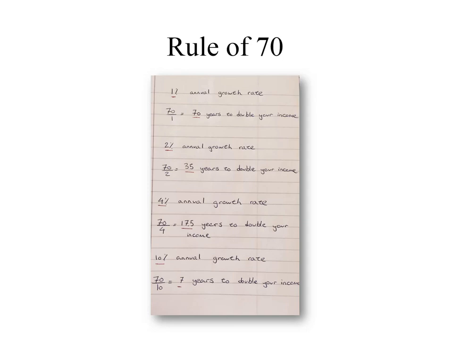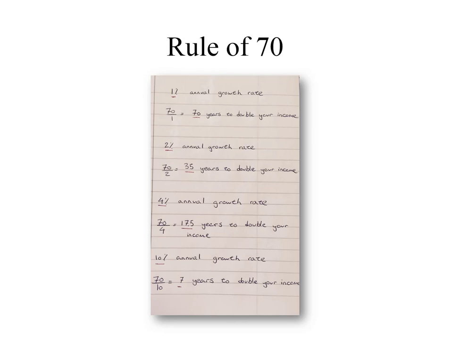If your economy is growing by 1%, you just divide 70 by 1, you get 70, and it takes 70 years for you to double your income level. Almost the story of the Industrial Revolution. Remember, the growth rate was not very high in the UK. It took about 80 years in the UK to double the standard of living.